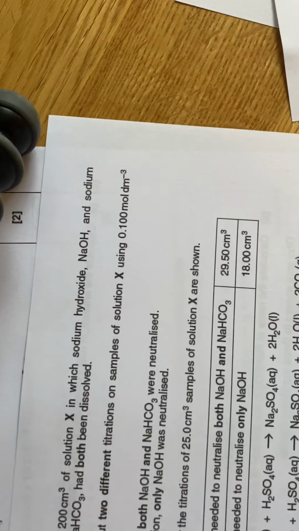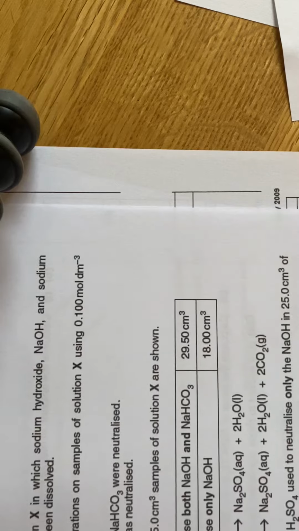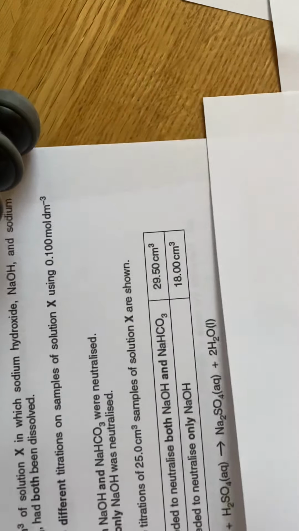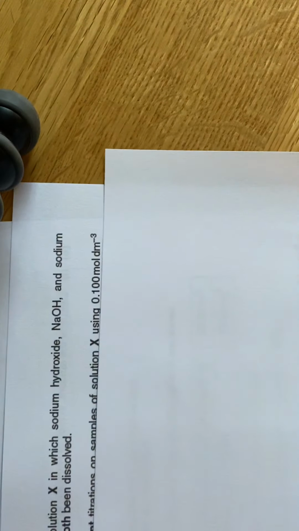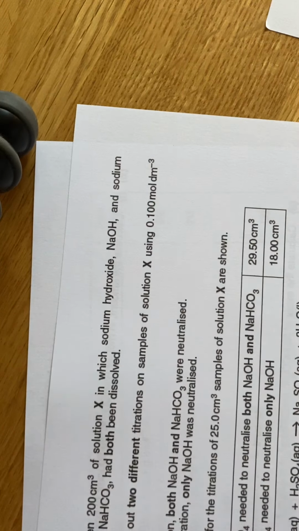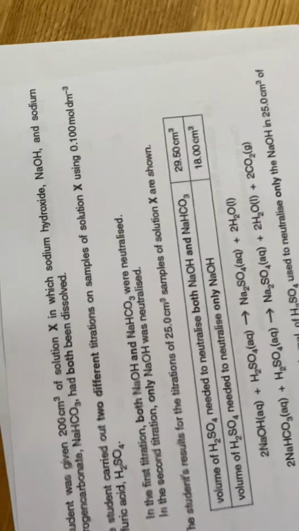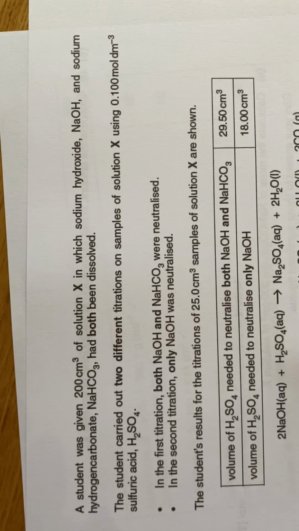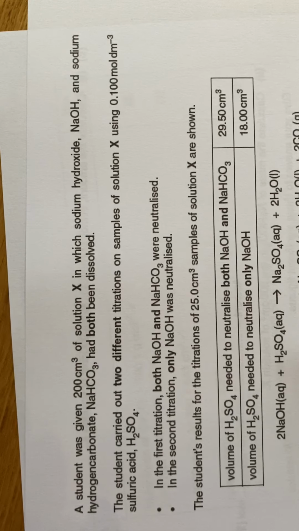Right, you can solve this titration calculation, and I'm going to do this on a spare paper to start with. So you start with: a student was given 200 centimeters cubed of solution X, in which sodium hydroxide and sodium hydrogen carbonate were both dissolved.